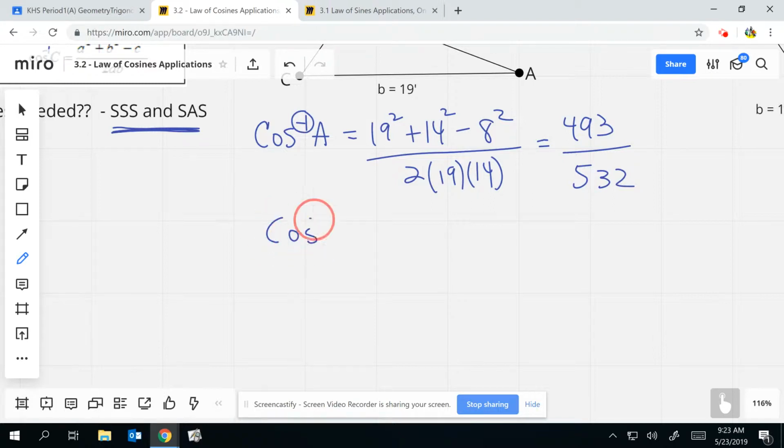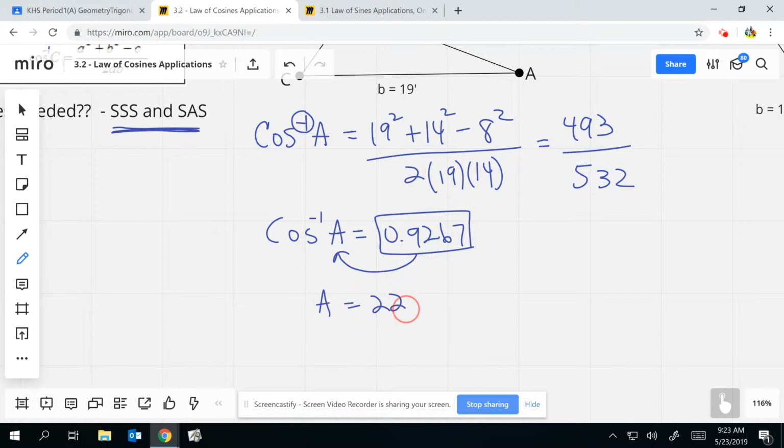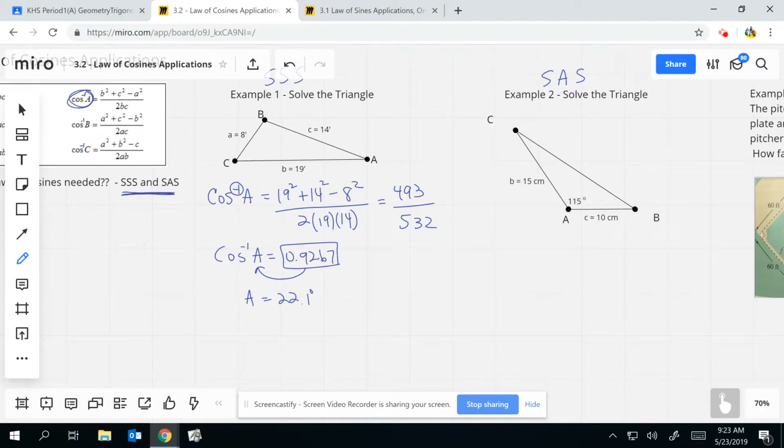So inverse cosine of 0.9267. That's the decimal that you're going to plug into the inverse cosine. So second function, cosine, not sine. We were doing law of sines before. This one's cosine. And then you do 0.9267. I would practice these on the calculator because I've seen students have everything right there but not plug it in correctly. And that would cost you to miss the whole problem. So your number here is 22.1. That's your angle A, 22.1 degrees. Should be your smallest angle because a is our smallest side.